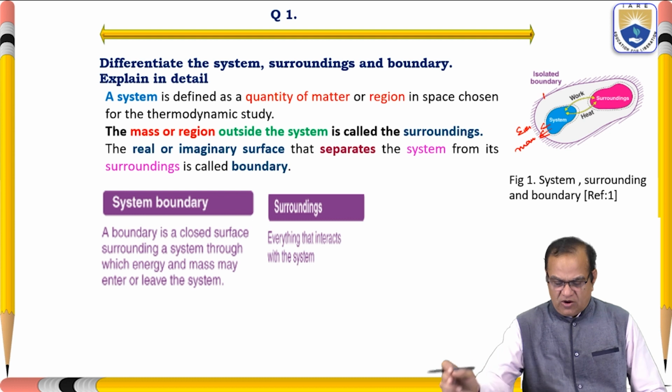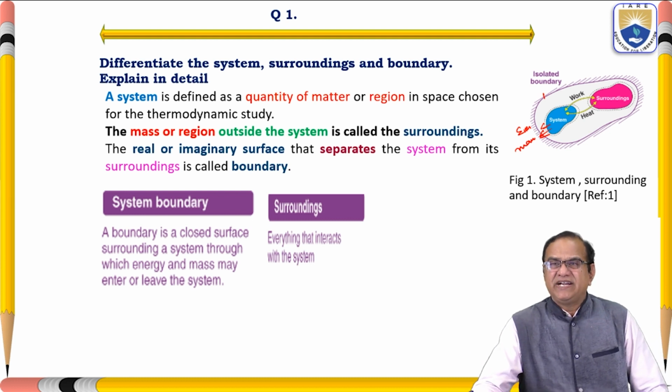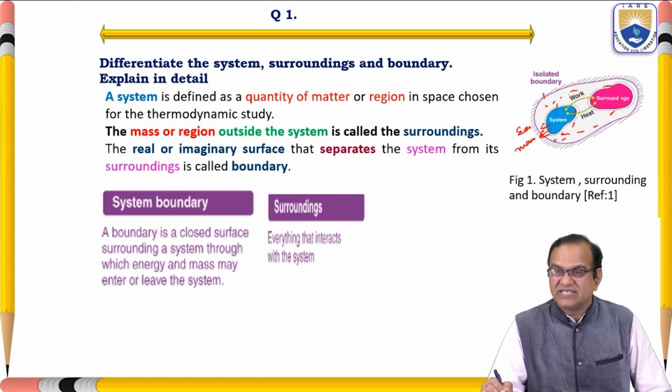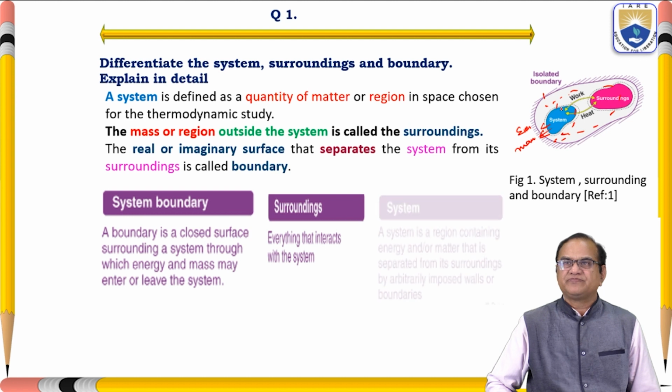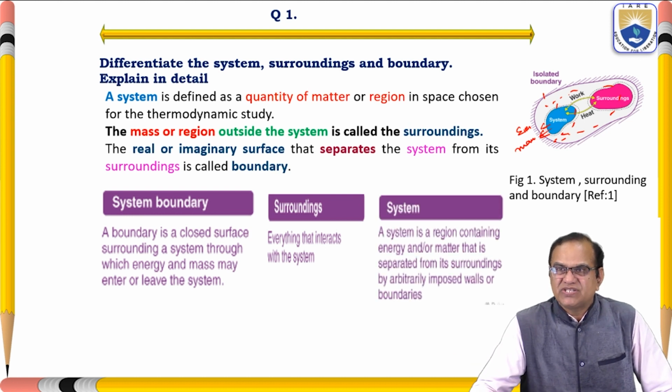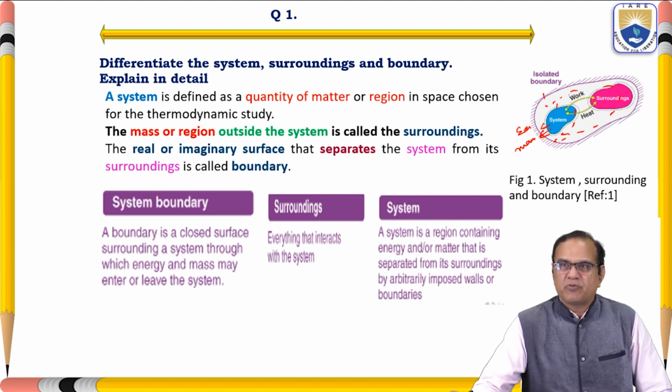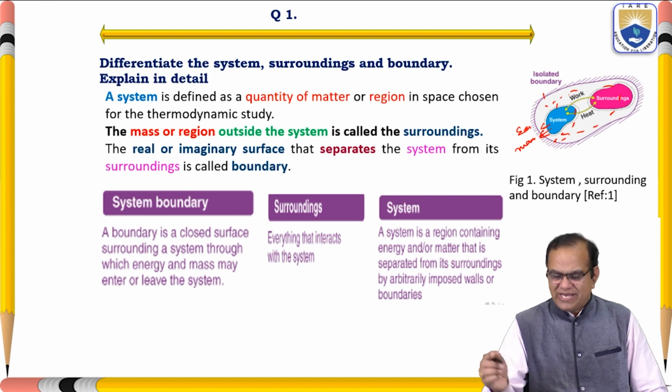Now, what is the surrounding? Everything that interacts with the system. This is the system and here is the surrounding, and the surrounding that interacts with the system is called the surrounding. And what is the system? A system is a region containing energy and or matter that is separated from its surrounding by an arbitrarily imposed wall or boundary.